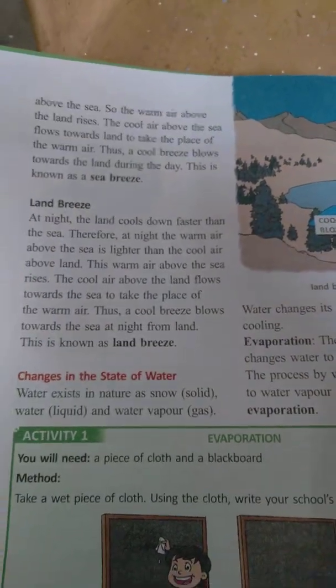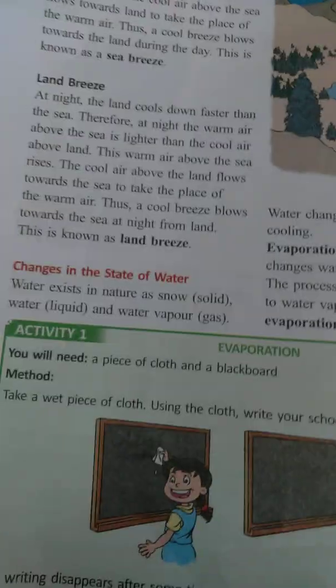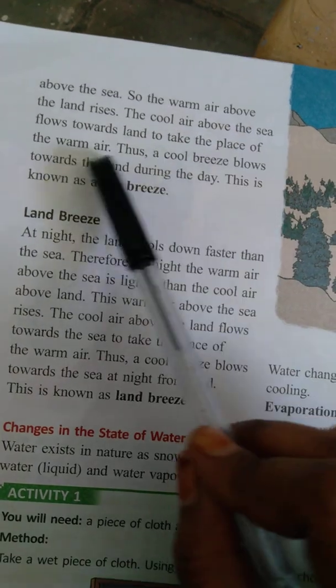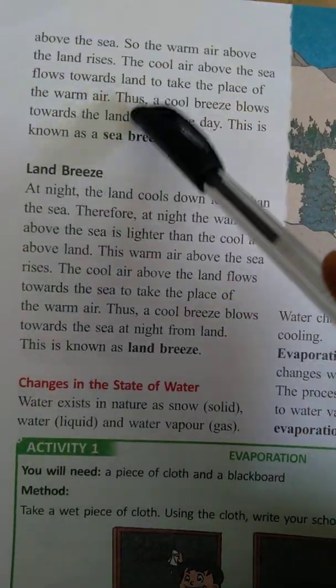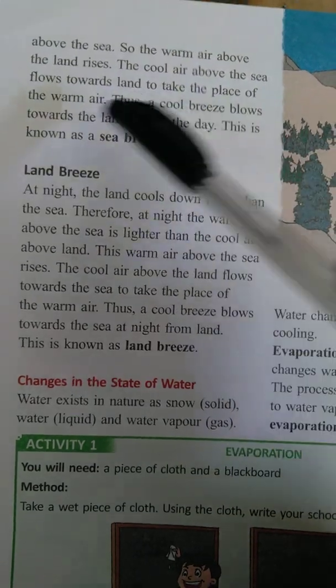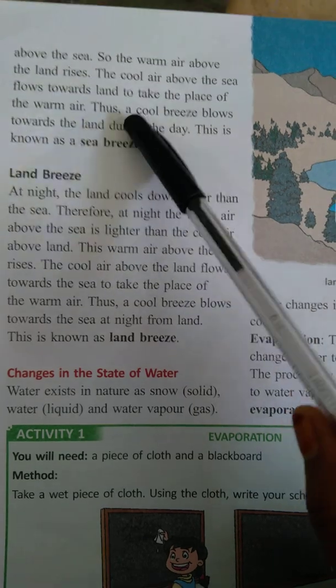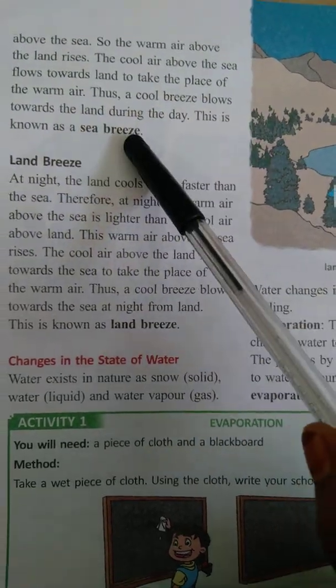So what happened here? The cool air which is present above the sea flows towards the land and takes the place of the warm air. Thus, a cool breeze blows towards the land during the day. This is known as a sea breeze.